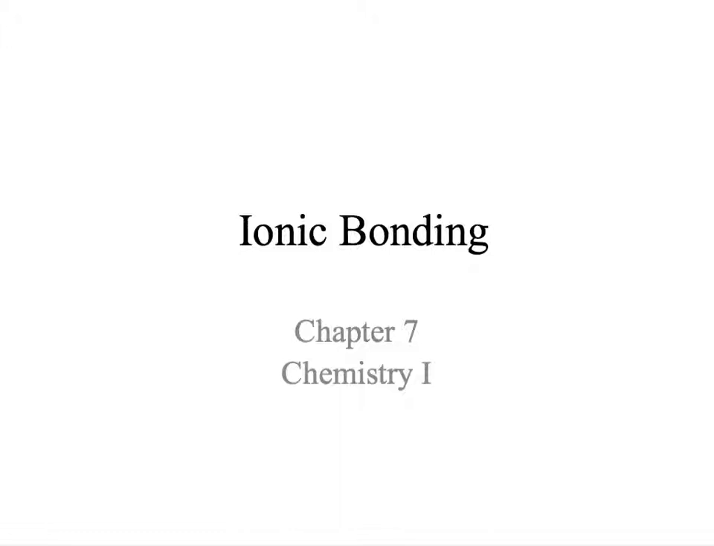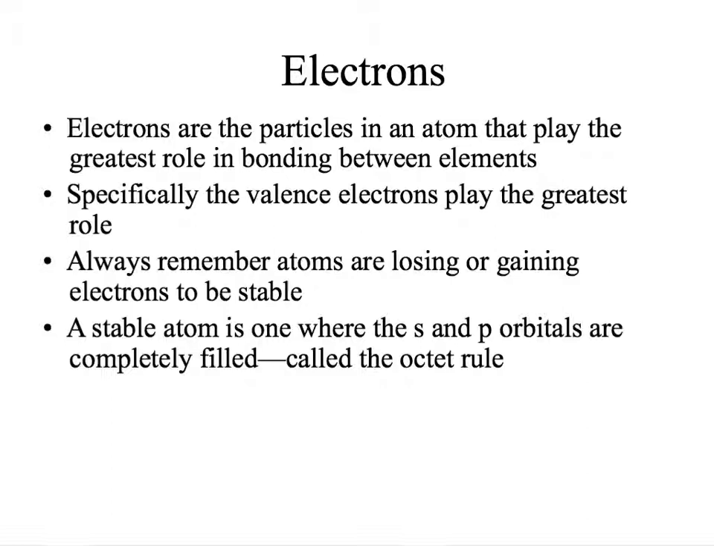We do kind of have to keep in mind what was going on with chapter 5 and those electron configurations and what's going on with where the electrons are, and then chapter 6 dealing with where the elements are located when we start talking about ionic bonding. Electrons are going to be the particles in an atom that play the greatest role when we start getting into bonding between elements. So the next couple chapters are going to be over this bonding stuff.